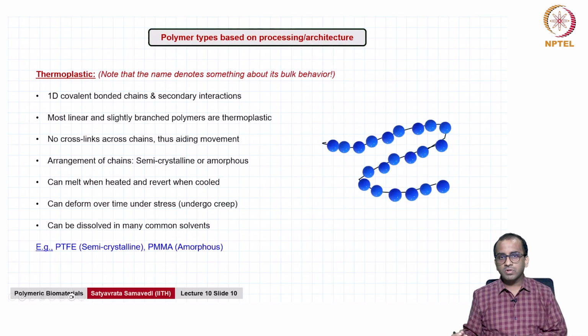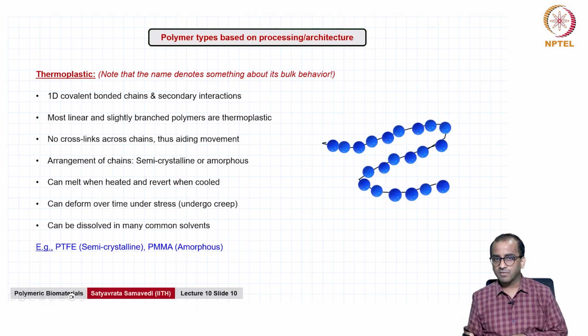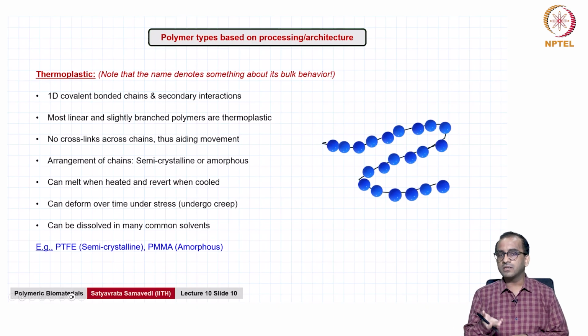Now, having looked at the different types of architectures, linear, branched, cross-linked, and then two special types such as brushes and dendrimers, we will now try to think of architecture from an application or a processing perspective. And we will see that you can relate these terms that we are going to look at to the terms we have seen so far.